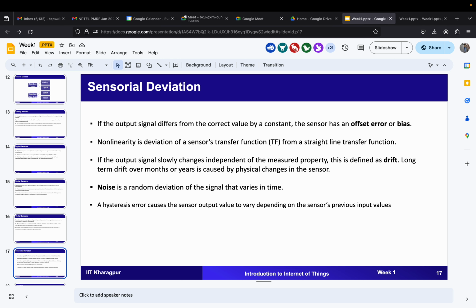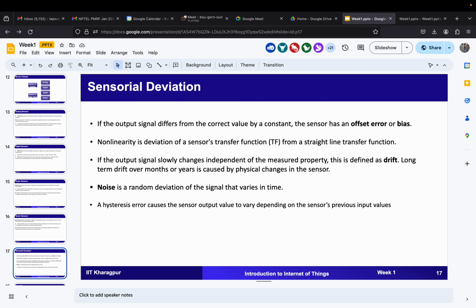Next one is, if the output signal slowly changes independent of the measured property, then this is called drift. So long-term drift over months or years is caused by physical changes in the sensor. Basically, if your sensor is old, then due to some factors it is not producing the exact value. So that is called drift.